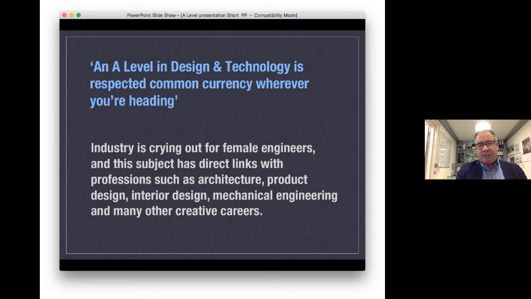A-level is respected common currency wherever you're heading, apart from some of the obvious degrees like medicine, etc. So most universities will be very impressed by a design and technology A-level and what it's given you. And the industry is crying out for female engineers. It has direct links, and there'll be a lot of opportunities in this field.